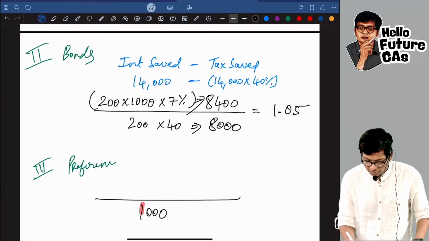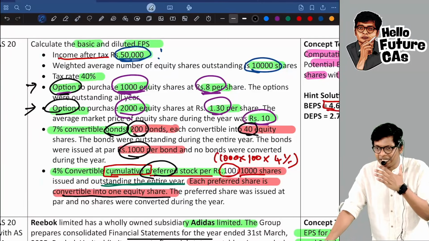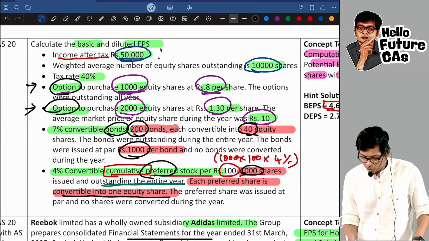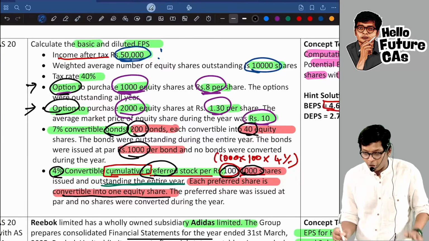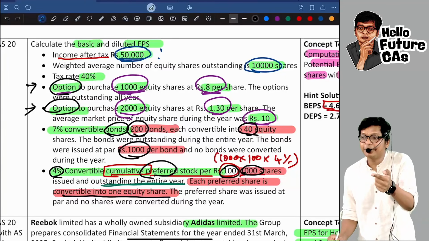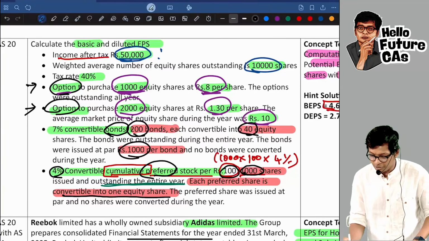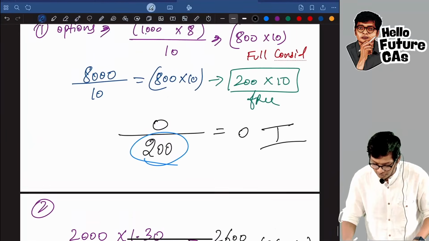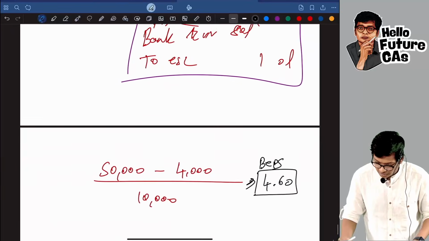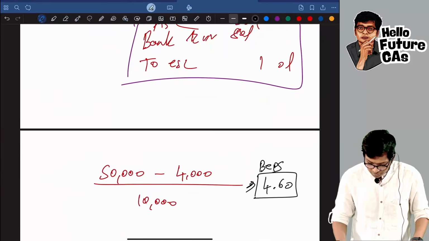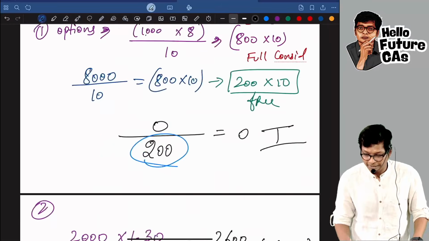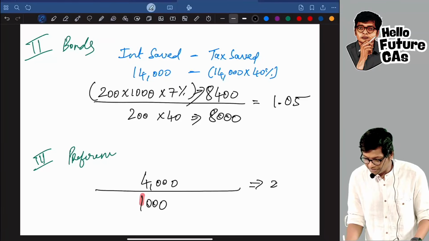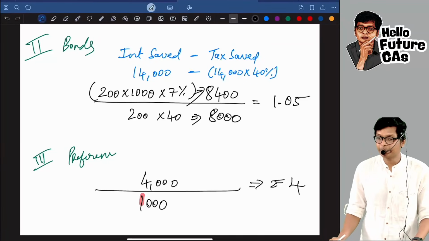Sir, what about the numerator? Thankfully, here we don't have dividend distribution tax. Straight away, 1000 shares into 100 into 4%. Already we computed this for basic EPS. Correct, guys? Which is how much? 4000. We computed it above, long back. So 4000 by 1000 is your preference shares. So what is the value? 4 rupees per share.